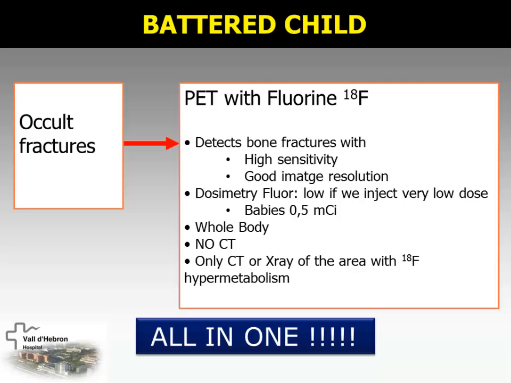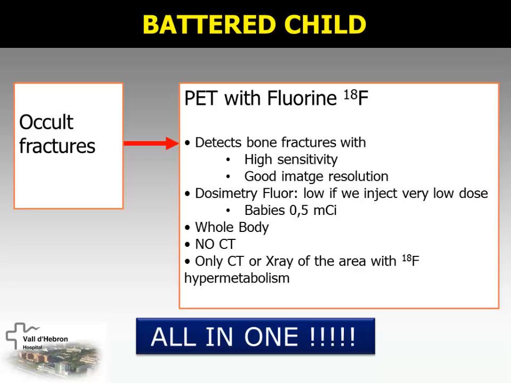And without CT. With a small amount of fluorine, we can obtain images of the whole body without CT, and we perform only CT or X-ray in the areas with hypermetabolism with fluorine. That means that it is possible that this technique can be introduced as an all-in-one technique for a quick diagnosis of the battered child.